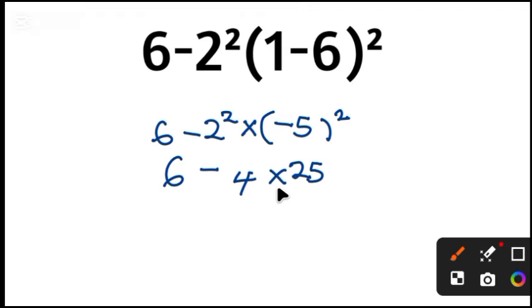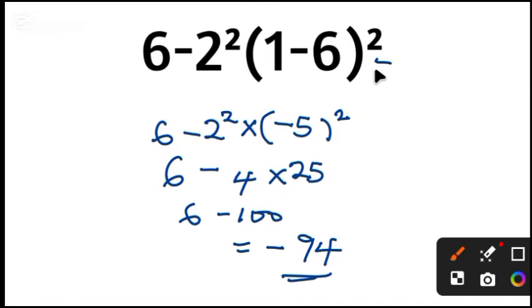Now, the next thing is to solve multiplication because multiplication has higher priority than subtraction. Now, minus 4 times 25 will give us minus 100. And then we'll bring down this 6. And now, 6 minus 100 will give us minus 94. This is the correct answer. The answer is minus 94.